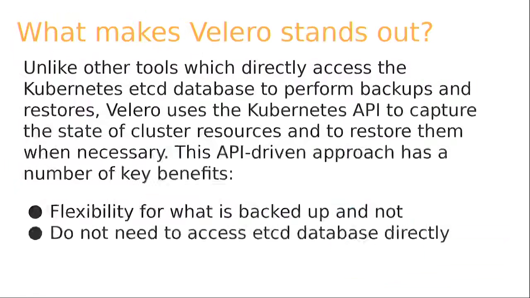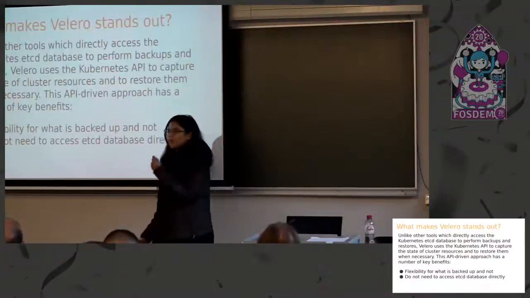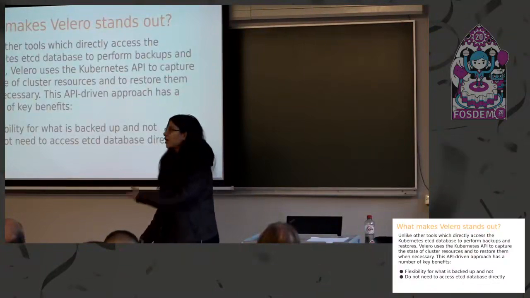So why is it different? As I mentioned, it doesn't communicate directly with the etcd database; it communicates with the Kubernetes API server to fetch the Kubernetes resources state. How it helps is that it lets you filter the resources you want to back up and restore. For example, you only want some namespace to be backed up, or you only want a particular type of resource to be backed up, like just your pods.